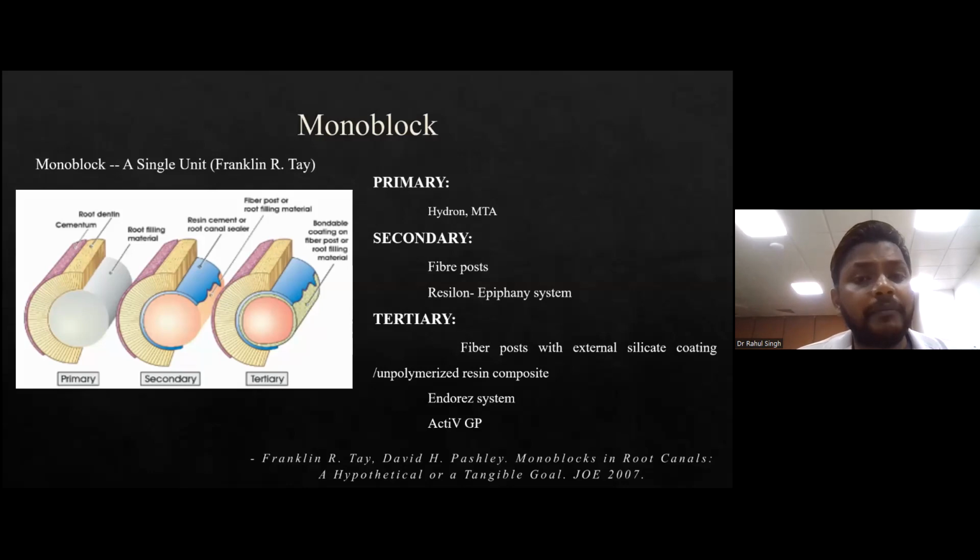And this Hydron, MTA has a bonding also with the dentine. So it forms a monoblock, meaning yes, there is one system. That means the material is somehow bonding with the dentine of the root canal. Secondary, as you already talked about, fiber post is also an example, and the Resilon Epiphany system also. Tertiary means fiber post with external silicate coating, or an Endorez system, or an active GP that we have talked about, forms the tertiary monoblock.